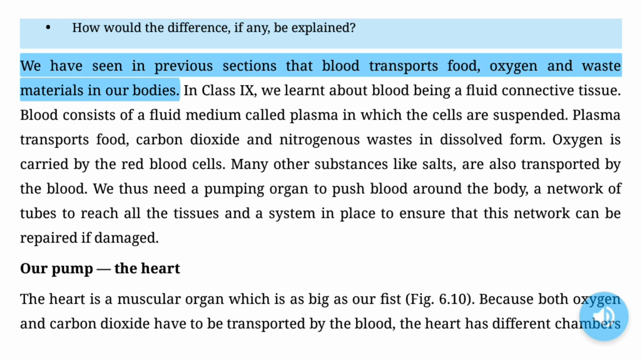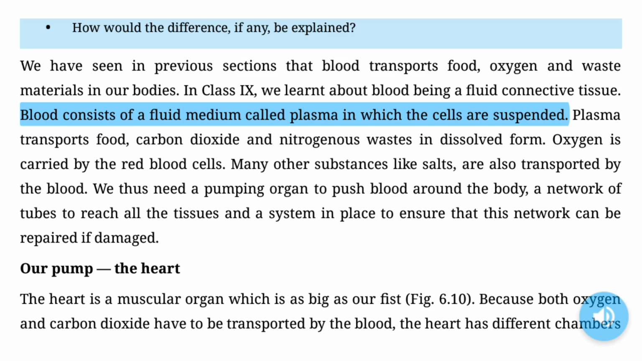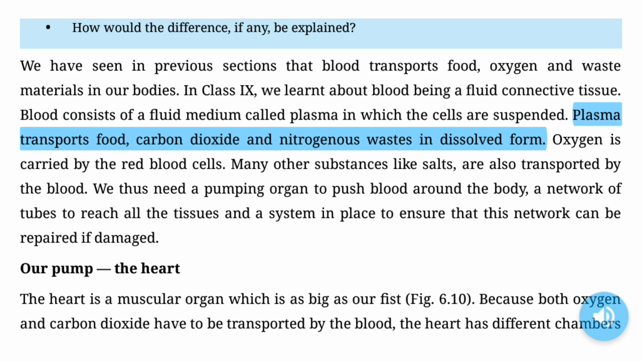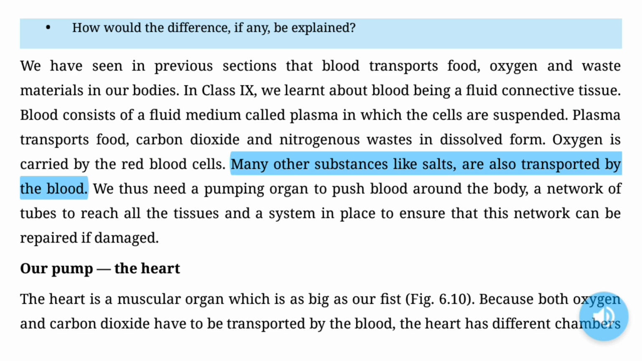We have seen in previous sections that blood transports food, oxygen, and waste materials in our bodies. In class 6, we learnt about blood being a fluid connective tissue. Blood consists of a fluid medium called plasma, in which the cells are suspended. Plasma transports food, carbon dioxide and nitrogenous wastes in dissolved form. Oxygen is carried by the red blood cells. Many other substances like salts are also transported by the blood.